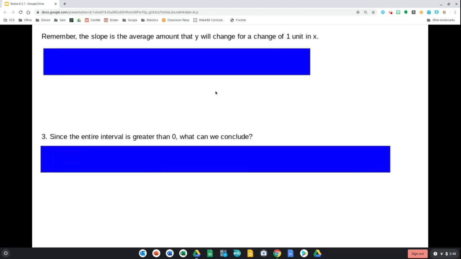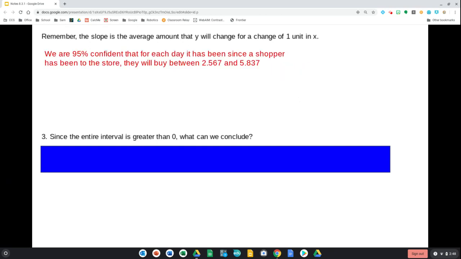Now, as your notes say, don't forget that the slope is telling you the average amount that y will change for a change of 1 unit in x. So another way we can make a conclusion is to say that we're 95% confident that for each day since a shopper's been to the store, remember, that's our x values, they're going to buy between 2.567 and 5.837 more items. I don't know why I left "more items" off of that phrase, but the slope is telling us that if we increase the number of days by 1, this is how much y, or the number of items, will increase for each one of those days.